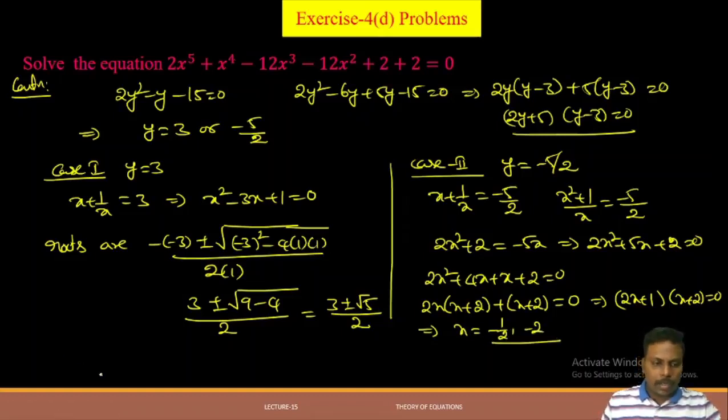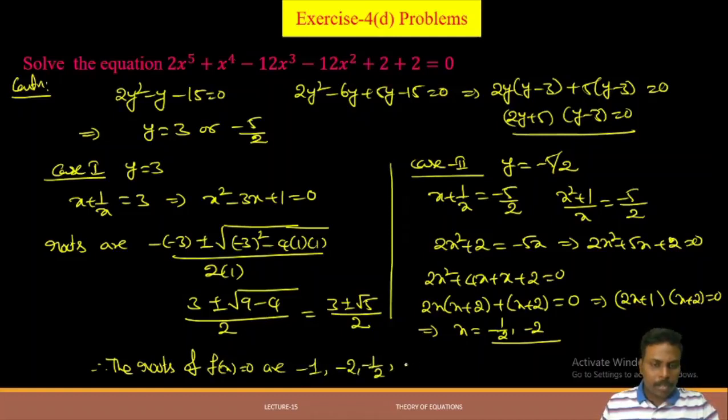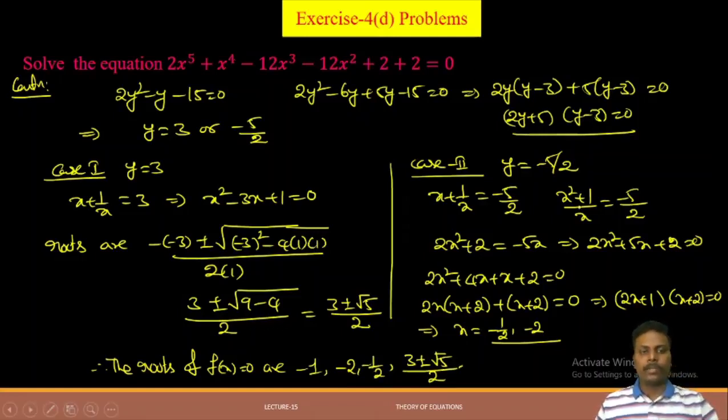Okay, therefore the roots of f of x is equal to 0 are minus 1 comma minus 2 comma minus 1 by 2 comma 3 plus or minus root 5 divided by 2. Okay, these are the roots of the given equation. Okay, hope you have understood this problem.